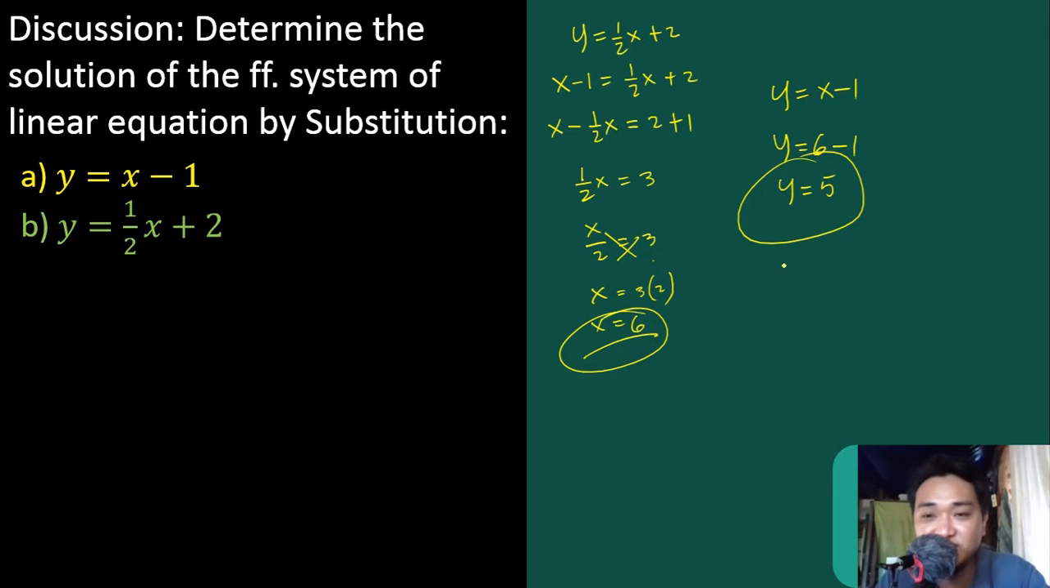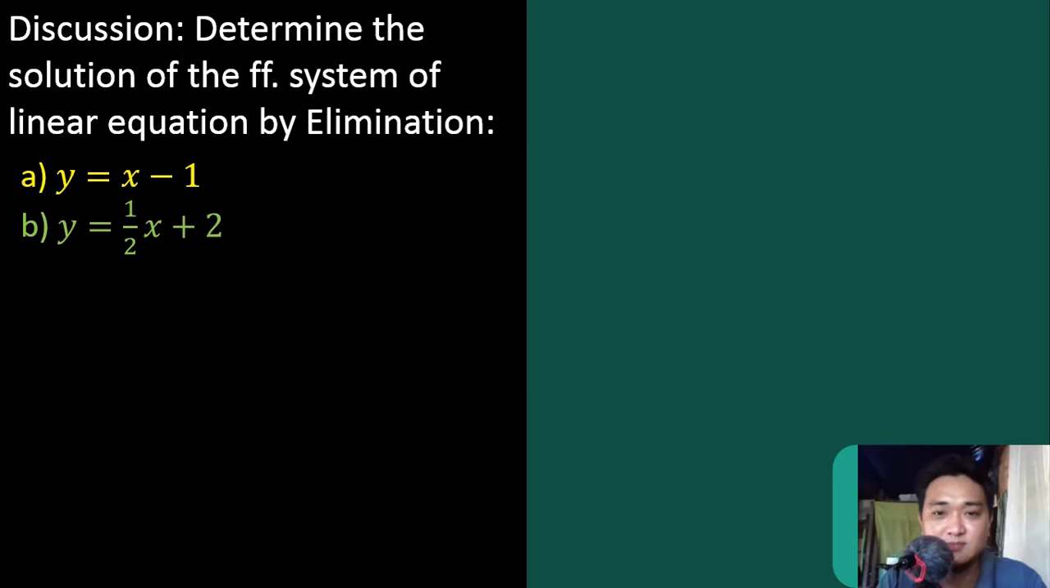Ayan. So, it is confirmed that the coordinate of intersection or the solution of these two systems is at 6, 5. Yan po. Now, this time, there's another method in order to solve the two systems or in order to get the solution of the two systems by means of elimination. Ayan.